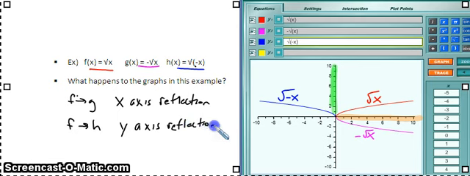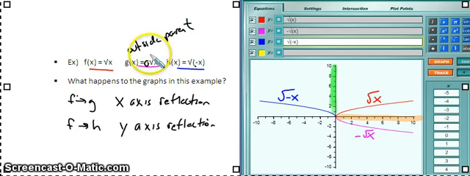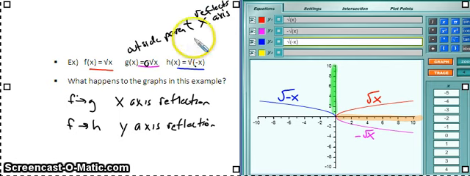So it's very clear from the graphs what the reflection is, but how do you know what the reflection is without taking a look at the graph? So if the negative sign is outside of the parent function, in this case the parent function is the square root of x, it's going to be the x-axis reflection. If the negative sign like this one is inside the parent function, then it's going to be the y-axis reflection.